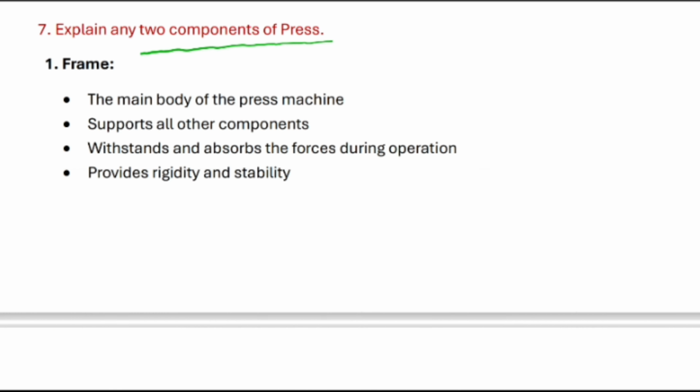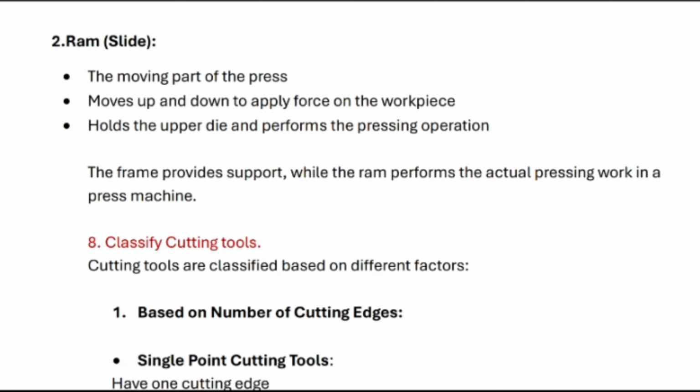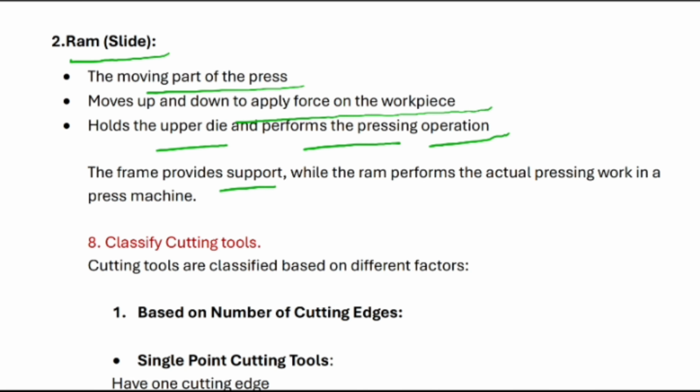Next, explain any two components of a press. One is the frame, the main body of the press machine, which supports all other components. It withstands and absorbs forces during operation, and provides rigidity and stability. Next is the ram or slide. It is the moving part of the press, moving up and down, applying force on the workpiece, holding the upper die and performing the pressing operation. The frame provides support, while the ram performs the actual pressing work in a press machine.